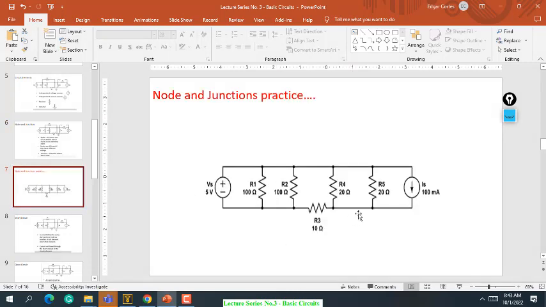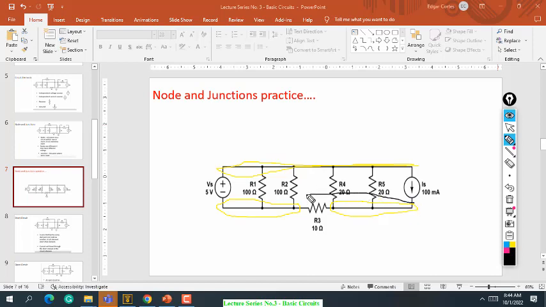Okay, example tag node, no? Here, we have 3 nodes, no? We agree that this is node 1, we agree that this is another node, and we agree that this is another node. And we do not agree that this is another node because of the R3, no? So basically this circuit, okay, there are only 3 nodes, no?